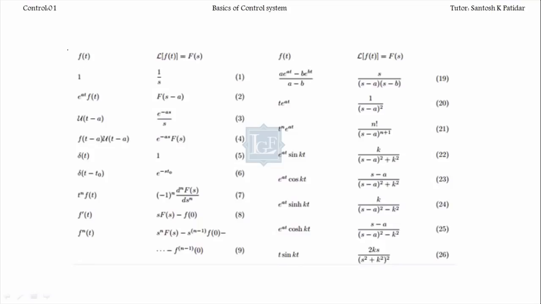So friends, here the Laplace transform of some functions are given. As I told you, I assume you all know about this because this is the mathematics part. In the transform theory of mathematics, we have seen all these formulas. So please remember these formulas. This one is very important. Okay, so I'll use them directly in the problems.